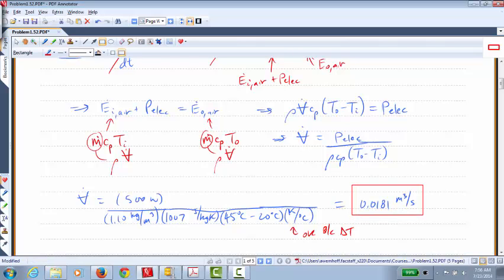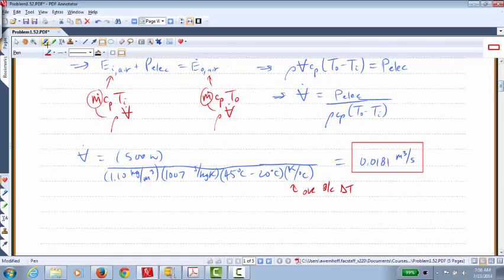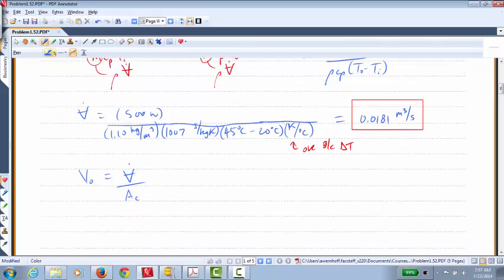So we have to draw a box around that. So that's the first part of the problem. Now the second part, we want to look at what the outlet discharge velocity is. And that's fairly simple to find. It is V̇ over the cross-sectional area A_c. A_c is going to be equal then to pi over 4 d squared. So if we plug that into our equation here, it's 4 V̇ over pi d squared.